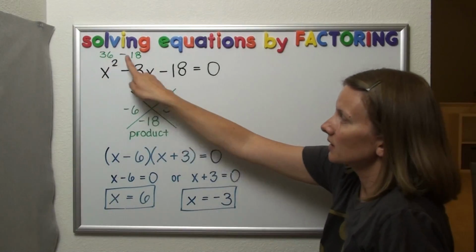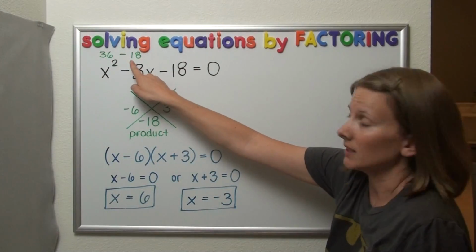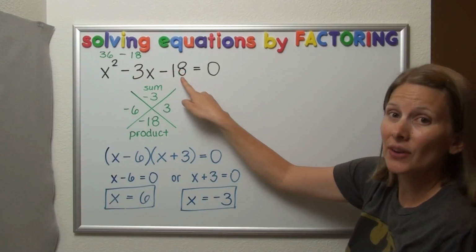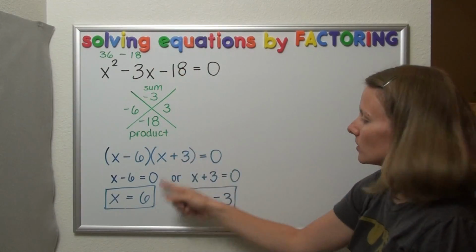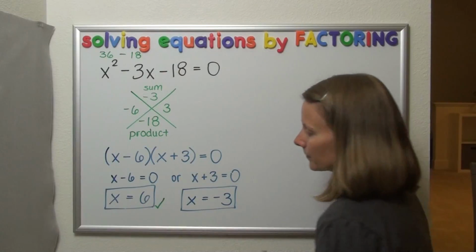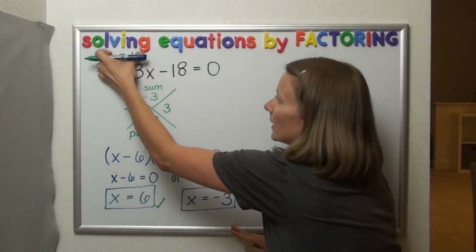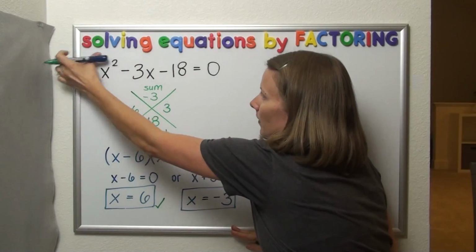So 36 minus 18 is 18. Minus another 18 is in fact 0, so the 6 checks out. We can try the same thing for -3.